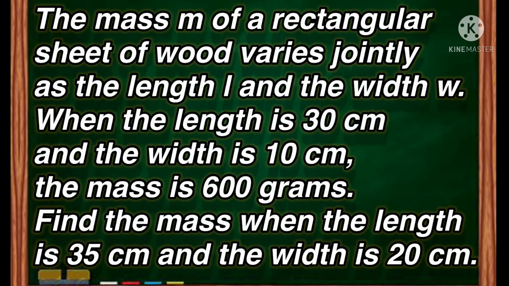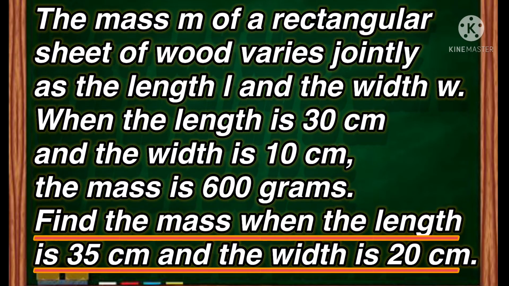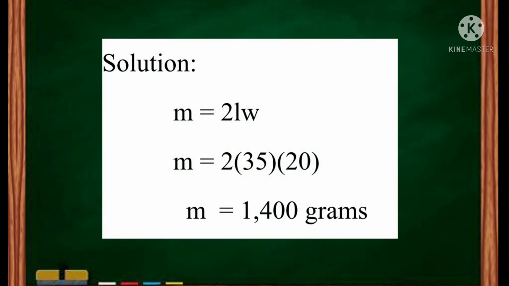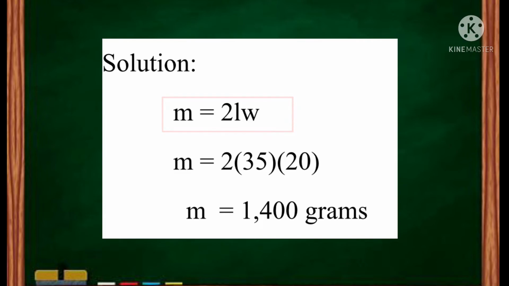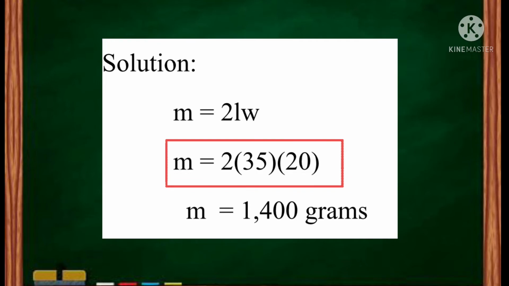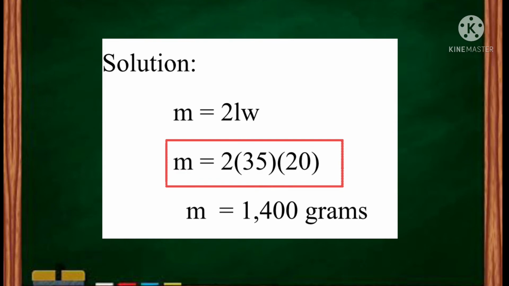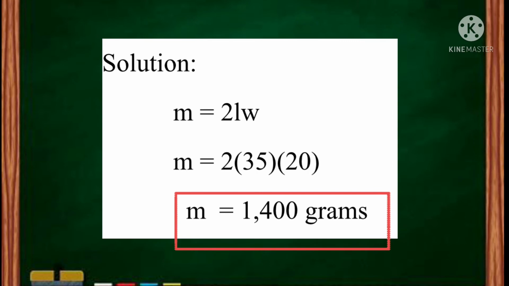In this problem, you are asked to find the mass when the length is 35 centimeters and the width is 20 centimeters. In the equation of joint variation, M is equal to 2 L W, replace L with 35 and W with 20. Then, simplify the right side of the equation by multiplying 2 by 35 by 20. Therefore, M is equal to 1,400 grams.